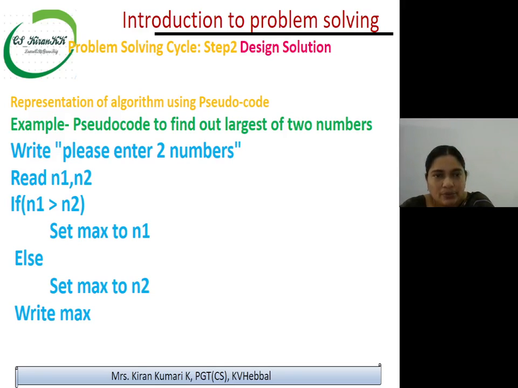Otherwise, the else condition, which sets max to n2, is executed. So in that max variable, I am assigning either the n1 value or the n2 value to max, based on which one is bigger, and finally I am displaying it. Read n1, n2 is input, so a parallelogram is to be used. Write max is output, so here also a parallelogram. Whereas setting max to n1 and so on, we use the rectangle shape.